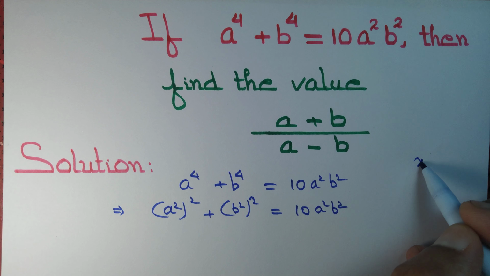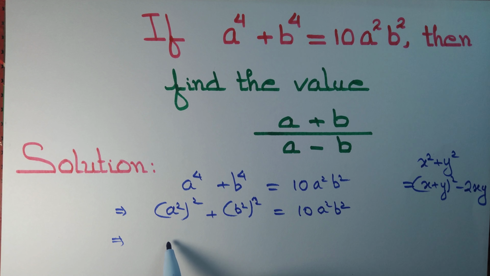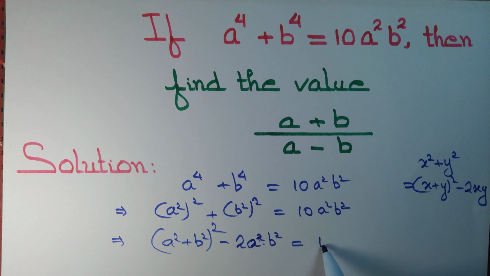We know the formula x square plus y square equal to (x plus y) whole thing square minus 2xy. That is simply obtained by using the formula (x plus y) whole thing square equal to x square plus y square plus 2xy. So we write a square as x and b square as y to obtain (a square plus b square) whole thing square minus 2xy, so 2 into a square into b square. That's equal to 10 times a square into b square.